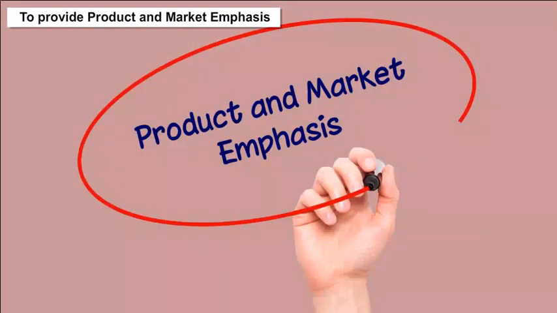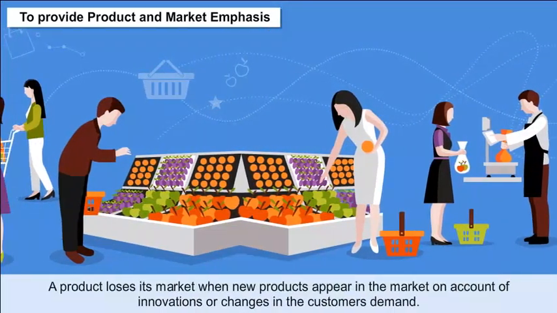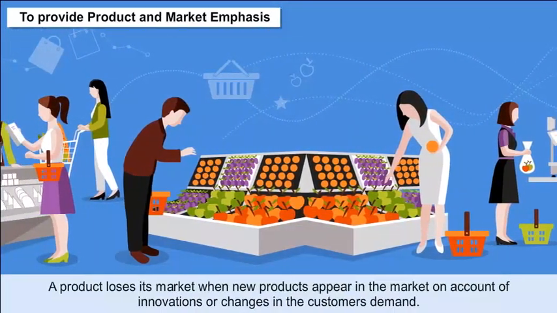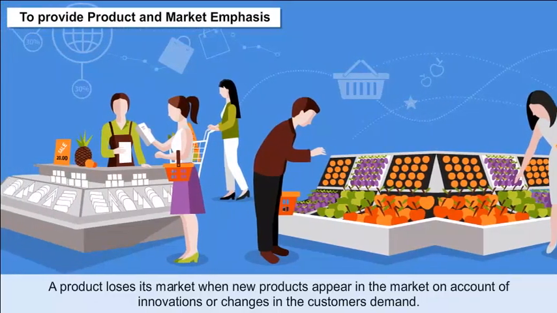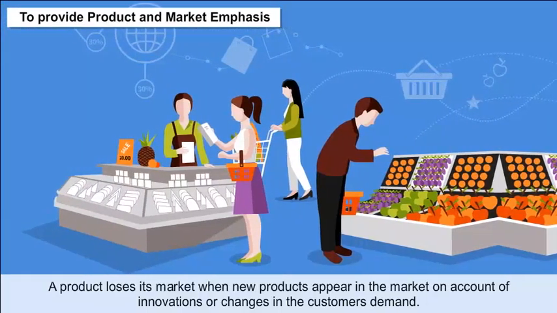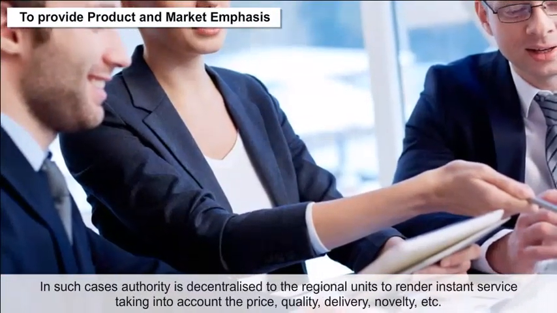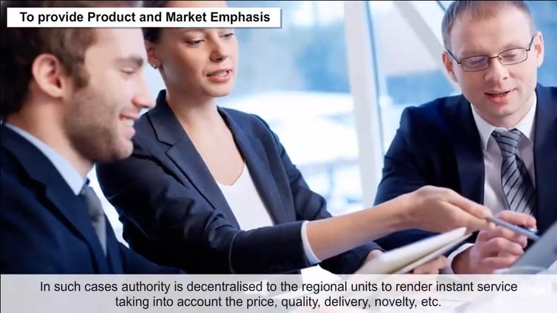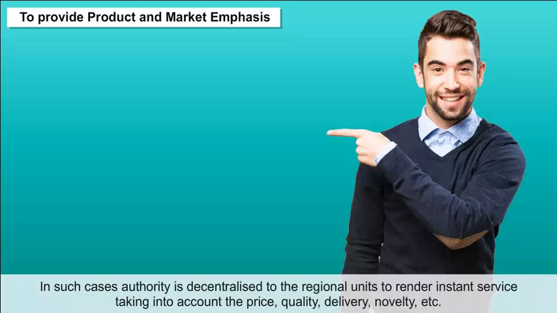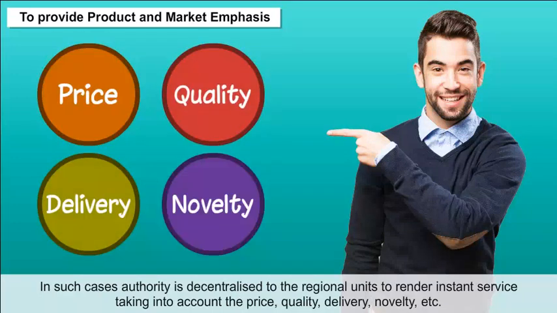To provide product and market emphasis. A product loses its market when new products appear in the market on account of innovations and changes in the customer's demand. In such cases, authority is decentralized to the regional units to render instant service taking into account the price, quality, delivery, novelty, etc.